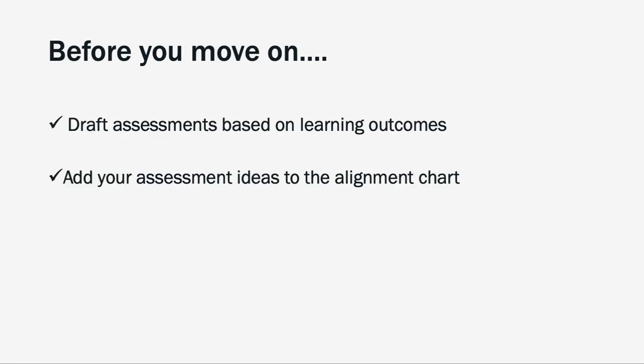Before you move on to the next steps of the online course design process, be sure to draft assessment ideas for each of the learning outcomes in your course, even if they're overlapping. It's all right, ideal even, if more than one outcome is actually met by one assignment. As you think through this element of your course plan, be sure to record your assessment ideas into your ever-growing constructive alignment chart.